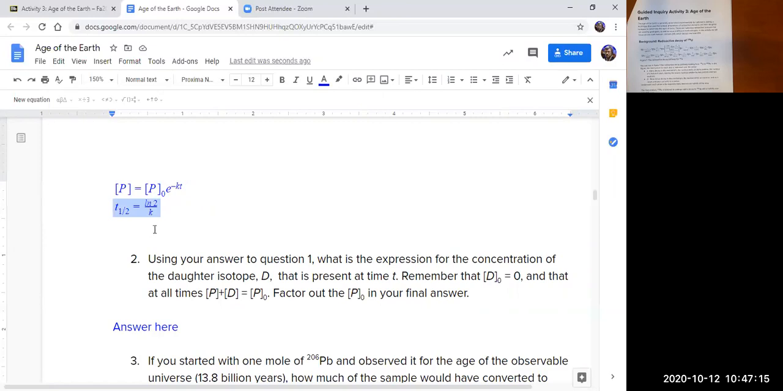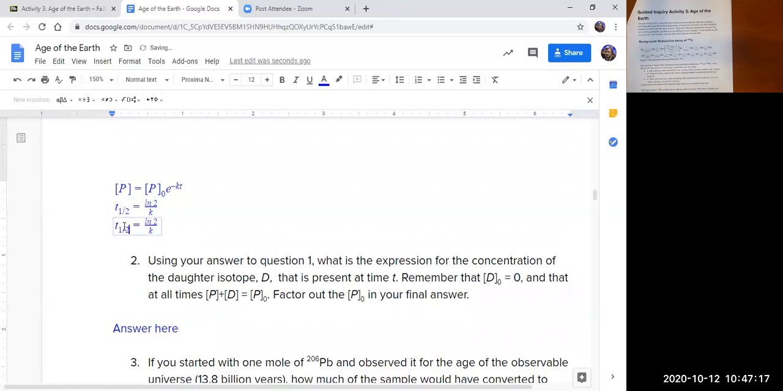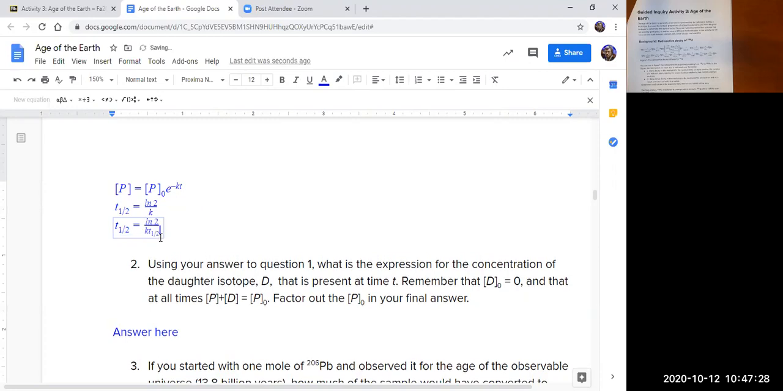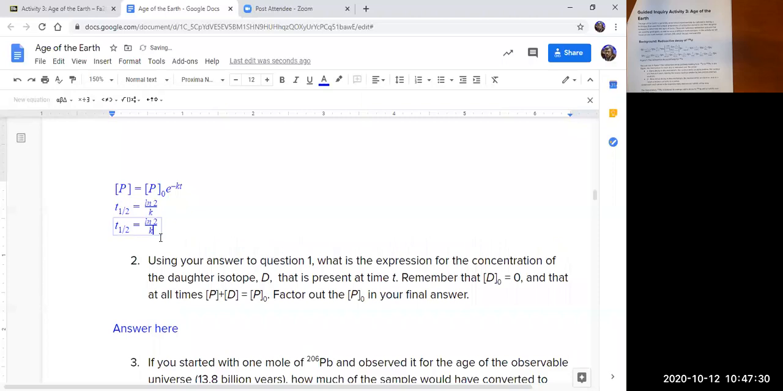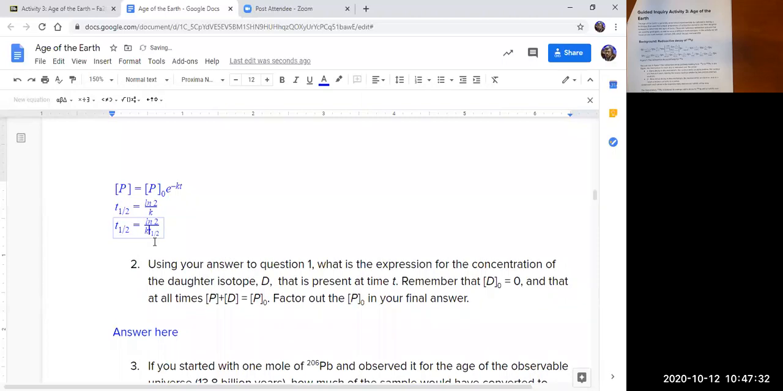So I'm going to copy this down, solving it for k. We're just going to swap the position of the t 1/2 and the k. So t 1/2 comes down there. This side here becomes k.